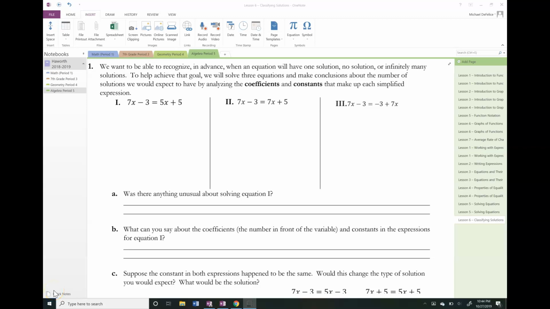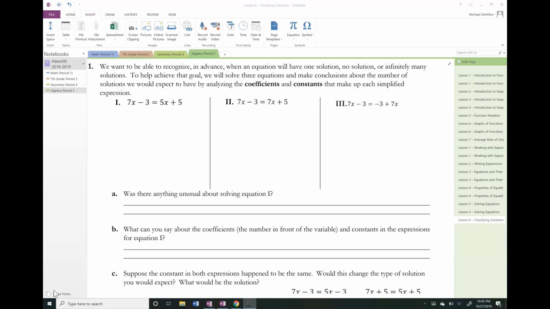Okay, in this video we're going to look at how you can tell whether an equation is going to have one solution, infinitely many solutions, or no solutions. In this first exercise we have three equations, and I would just like you to take a minute or two and solve each of them. Pause the video and then resume after you finish solving them.